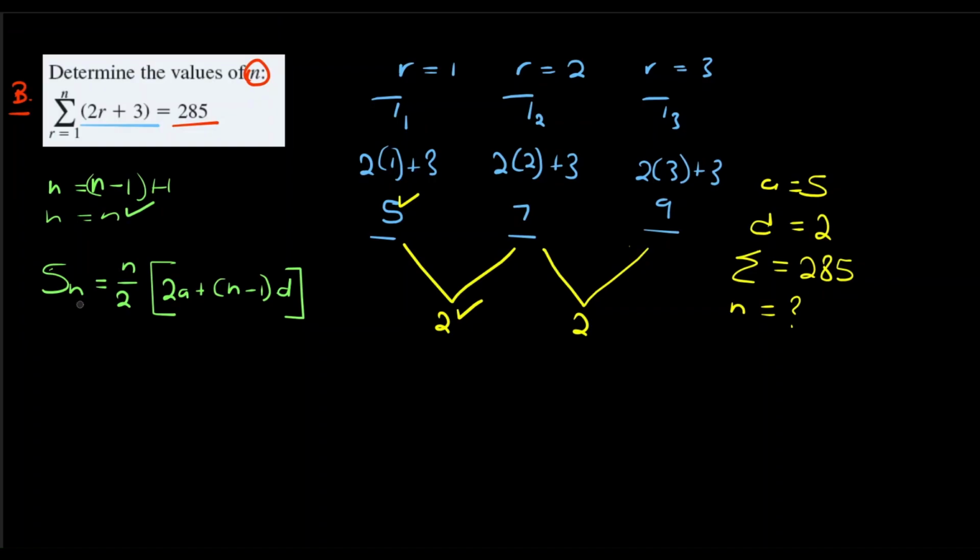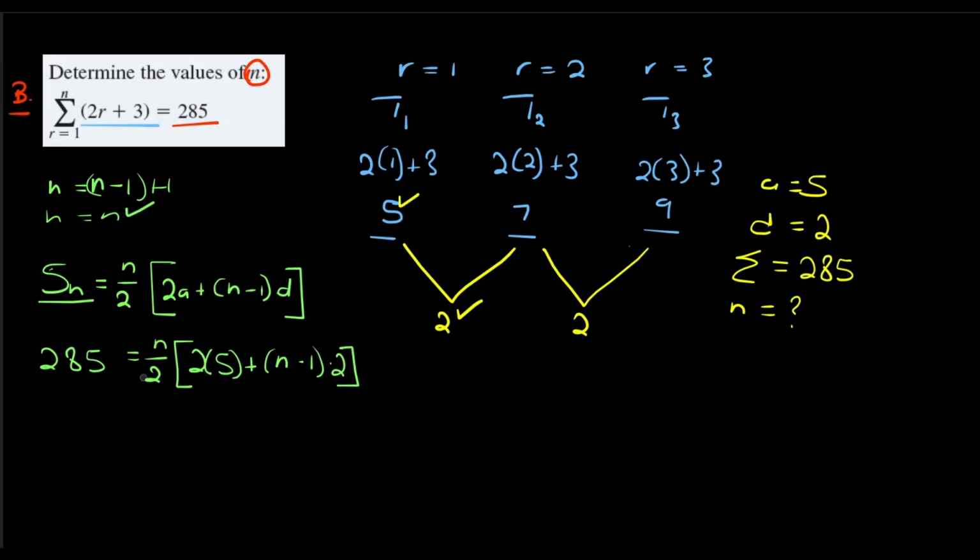So we can go ahead and substitute all the values we know. We know that the sum is given by 285, n over 2, 2 times our a value which is 5, plus n minus 1, and our d value is 2. So now we just go ahead and solve for n.